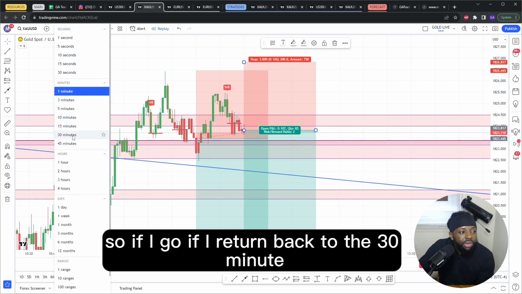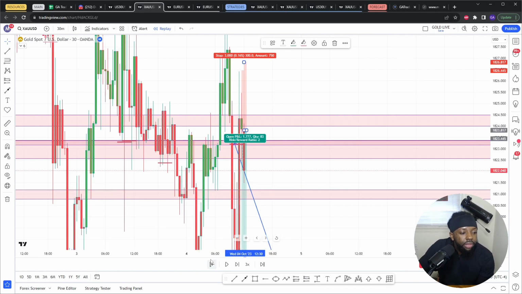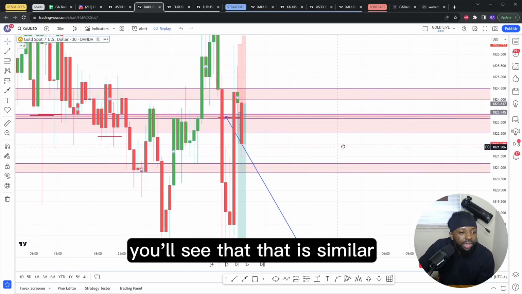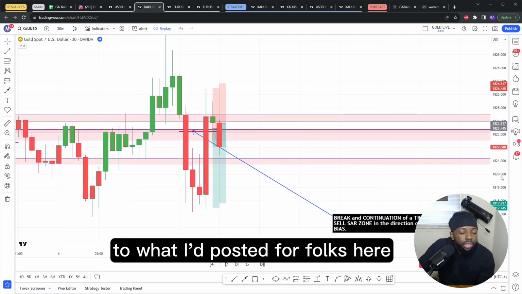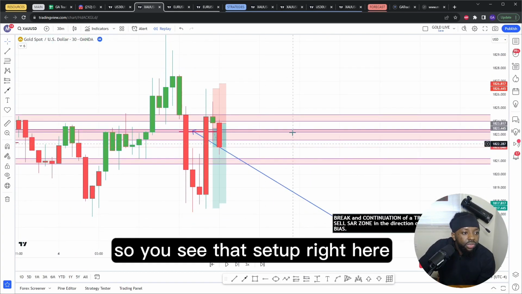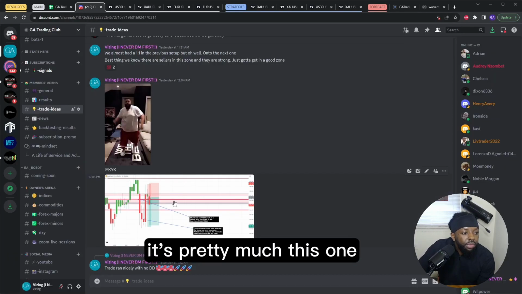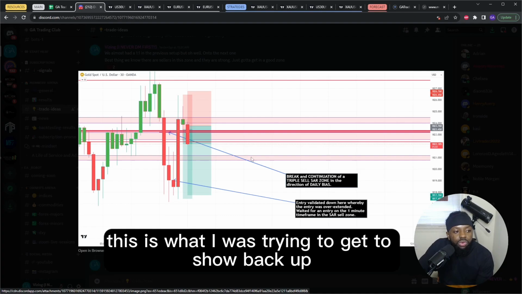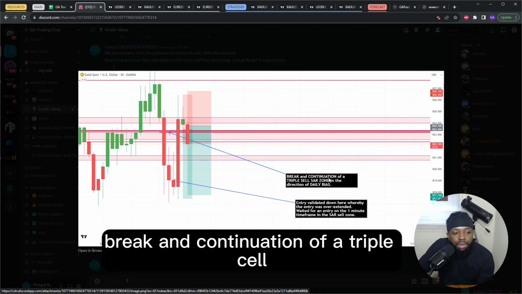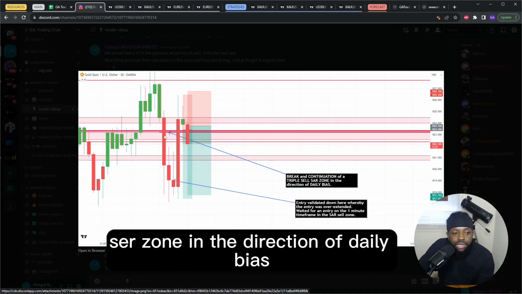So if I return back to the 30-minute, you'll see that that is similar to what I'd posted for folks here. So you see that setup right here, it's pretty much this one. So it was break and continuation of a triple sell SAR zone in the direction of daily bias.